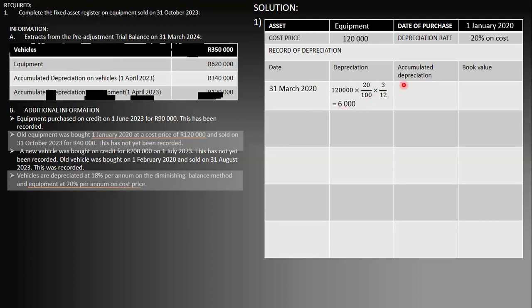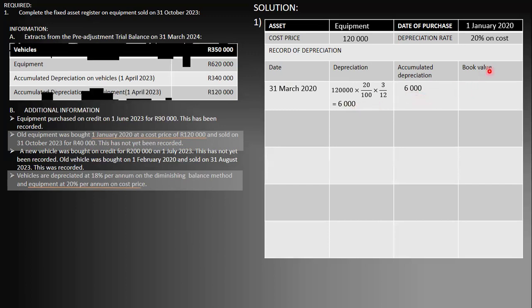And then the accumulated depreciation at this time is 6,000. We just take that 6,000 as it is because there was no previous accumulated depreciation of this equipment in a previous financial year. So this is the first financial year for this equipment. So the only accumulated depreciation will be 6,000, which is this amount, right?